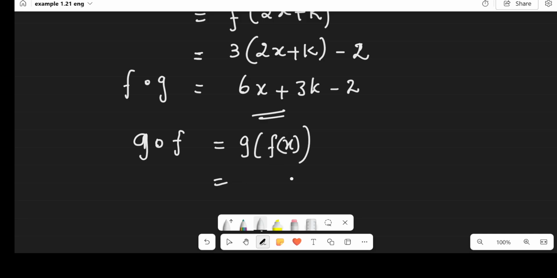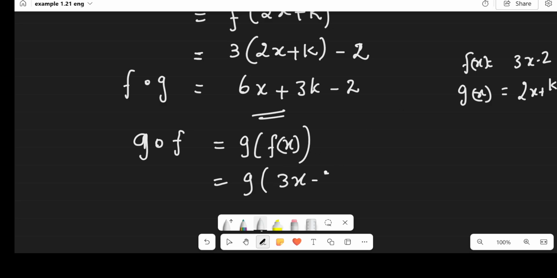Okay, first we need to apply the second function. What is the second function? I mean, what is the f of x? f of x is here. I'm writing f of x and g of x that is given in the question. f of x is equal to 3x minus 2 and g of x is 2x plus k. So I'm applying the f of x value here, 3x minus 2. Okay, this is the first step.